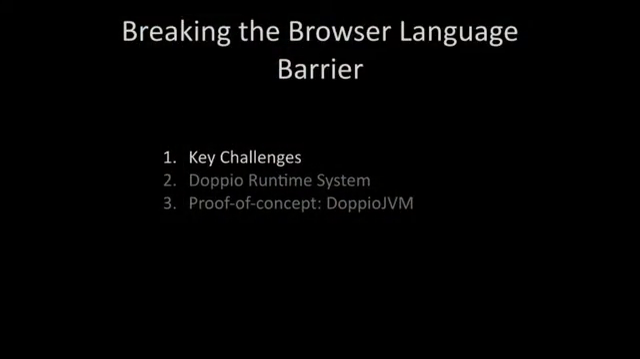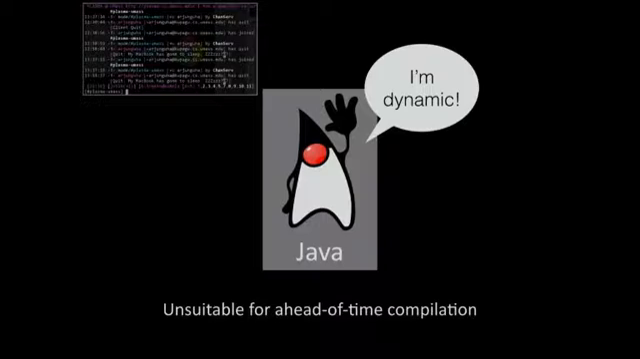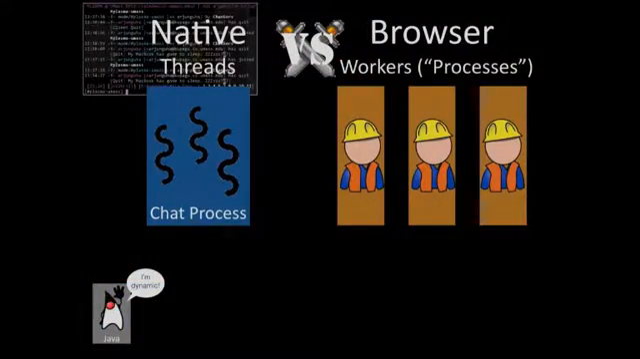For the first part of my talk, I'm going to discuss why this is the case. The first problem has to do with the nature of Java itself. Java is a dynamic language. Performing ahead-of-time compilation on Java code will rule out dynamic class loading and many parts of the Java reflection API. The second problem is a bit more fundamental. Our chat client uses multiple threads, all inhabiting the same address space. But JavaScript does not support threads.